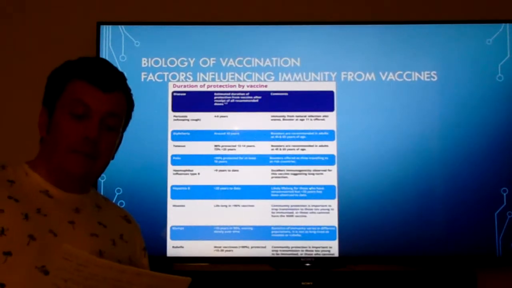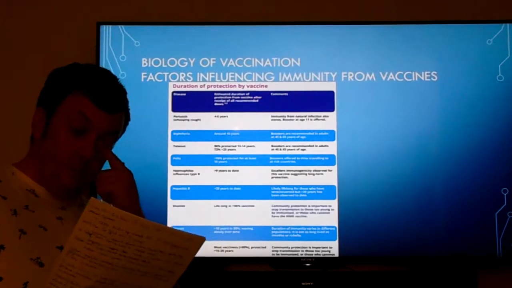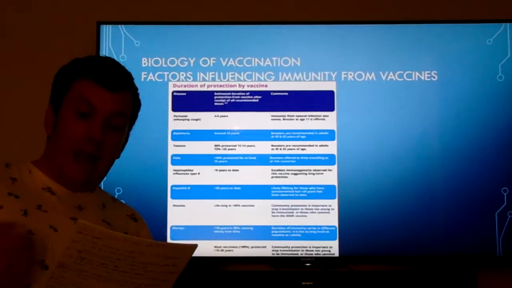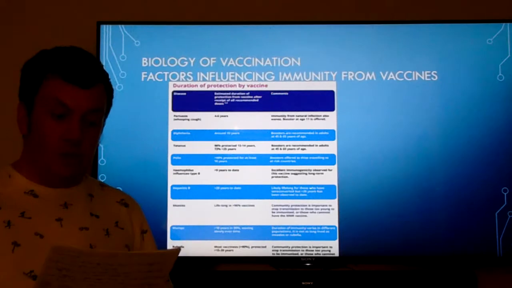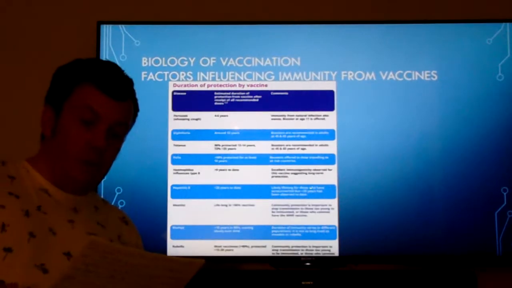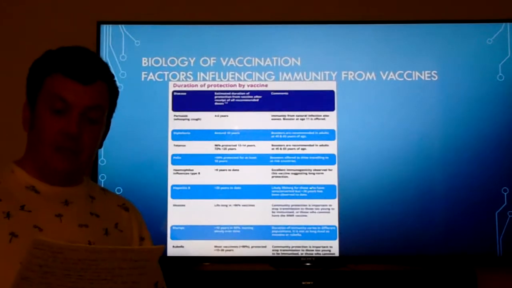Again, other scientific factors that come into vaccines are what the form of delivery is. So, are they subcutaneous? Are they intramuscular? Are they oral? And also, is the vaccine a live vaccine or an inactive vaccine?